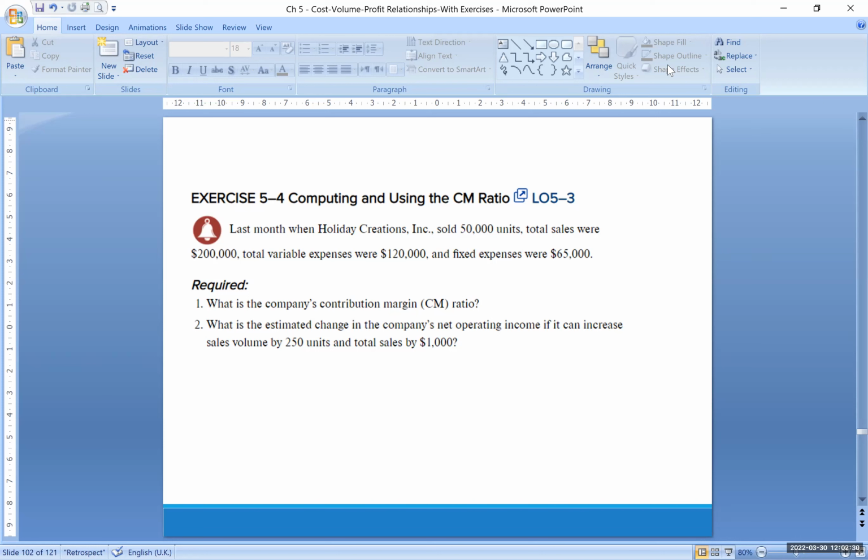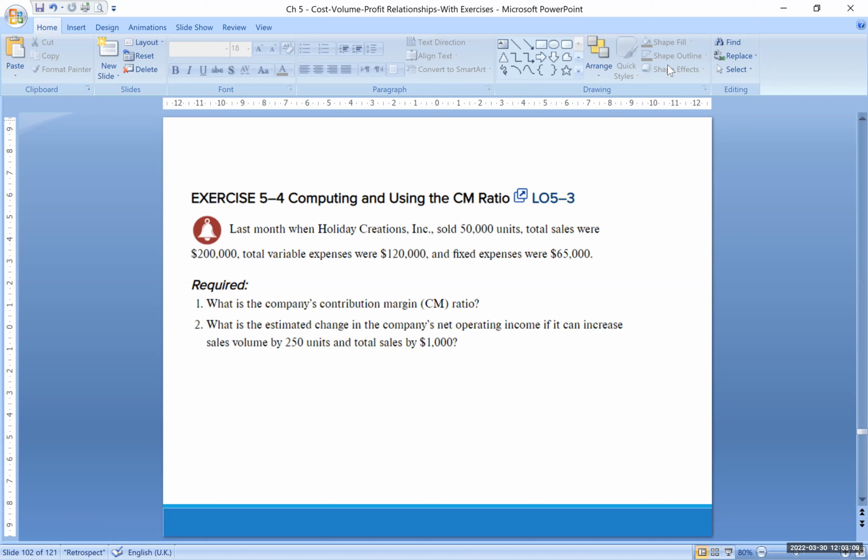Simple. Number one. What is the contribution margin ratio? Remember, we need a base for the word ratio. The base for the contribution margin is the sales. So if we need to calculate the contribution margin ratio, we need to divide the contribution margin by the sales, okay? Which is the base for the contribution margin.